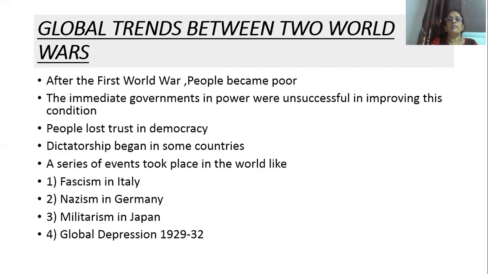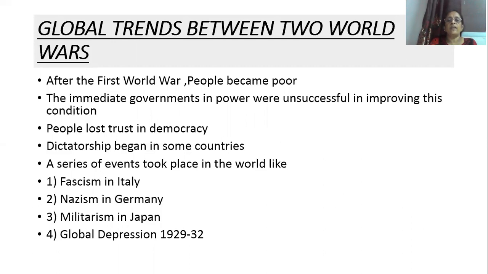So what were the circumstances that led to the Second World War? What things happened in the world between the two world wars? First, after the First World War, people became very poor. Second, the governments which came after the First World War could not solve the problems of the people and were unsuccessful in improving their conditions. Third, people had lost their faith in democracy. And fourth, a dictatorship form of government was established in some countries.